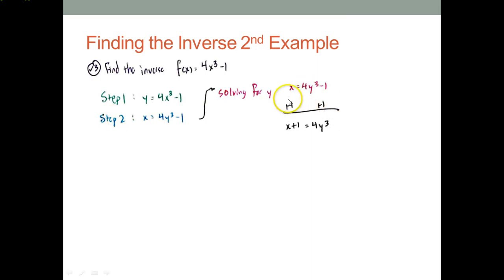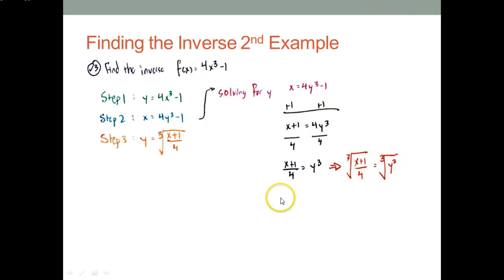So I'm going to add 1 to each side. And then I have x plus 1 over here. Divide by 4, so that isolates my y variable as a cubed variable. To undo a cube, you take the cube root. And of course, when I take the cube root of y cubed, that just turns into simply y. So now I have y is equal to the cube root of x plus 1 over 4.